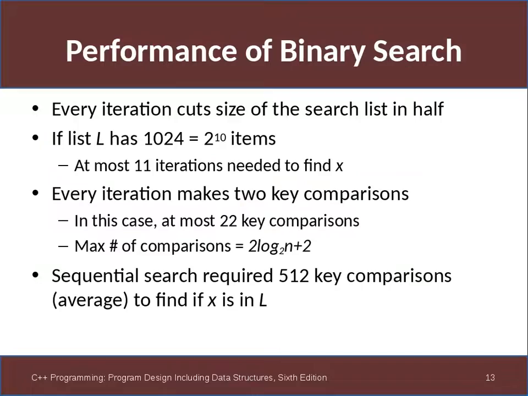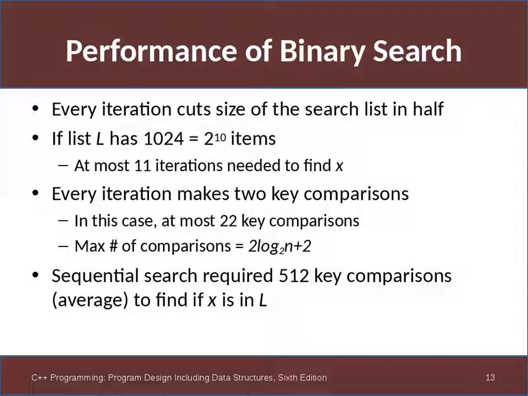All right, let's look at it this way. If the list has 1,024 items, that's 2 to the 10th items, it would require at most 11 iterations to find x. Not bad. In this case, at most 22 key comparisons, because when you're doing less than, you actually have to do 2.